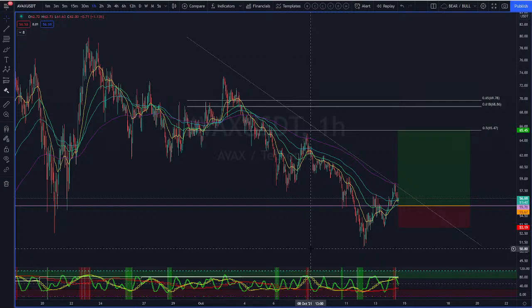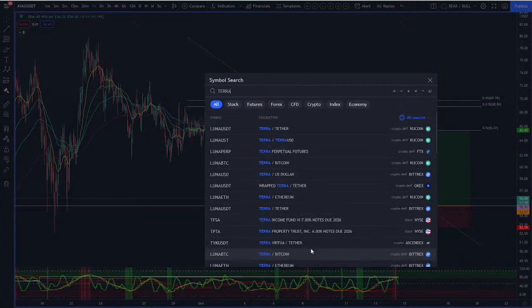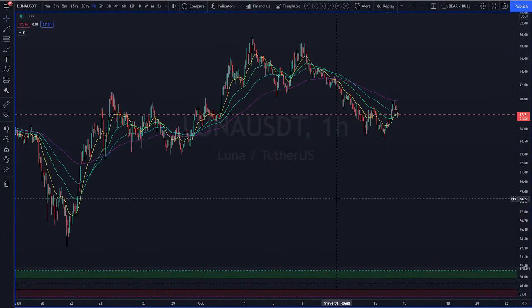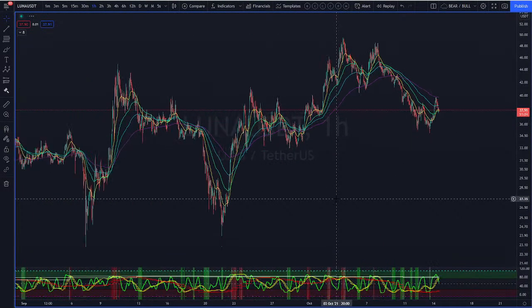Terra Luna. Sorry, I see the comment here. I'm not familiar with Terra Luna. Let me just take a look here on KuCoin. Let me take a look. Luna USDT. There it is. All right, let's just take a look here. I'll take a look at it really quick.